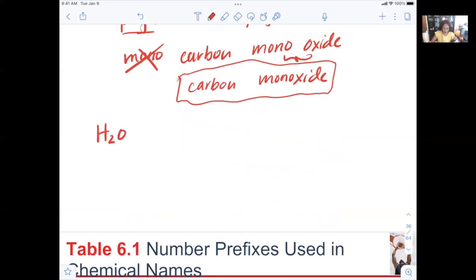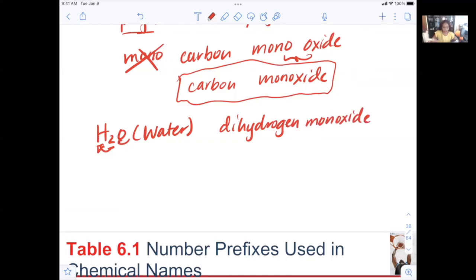H2O, commonly known as water, is actually 2 hydrogens, right? So dihydrogen, 1 oxygen, monoxide, consolidate, monoxide. The O in the oxide swallows the other O, so you don't see it. You can look at it that way. It's just not there. Okay, what about NH3, commonly known as ammonia?